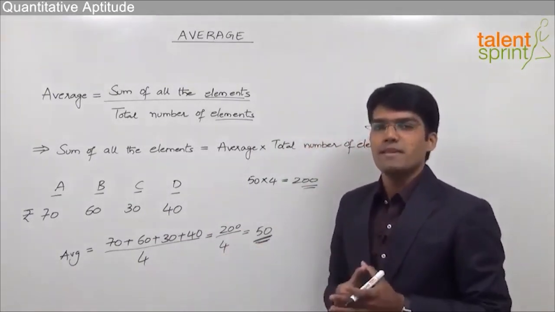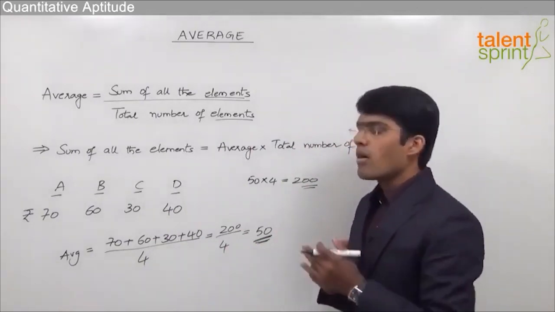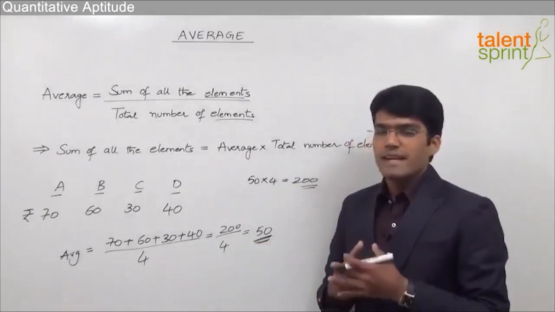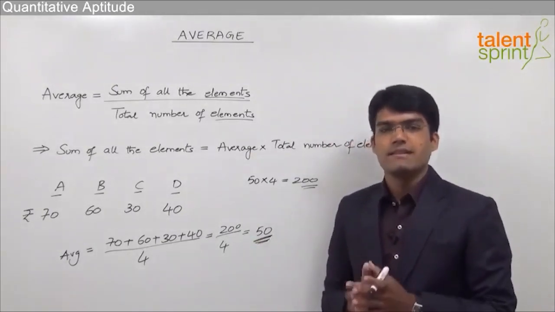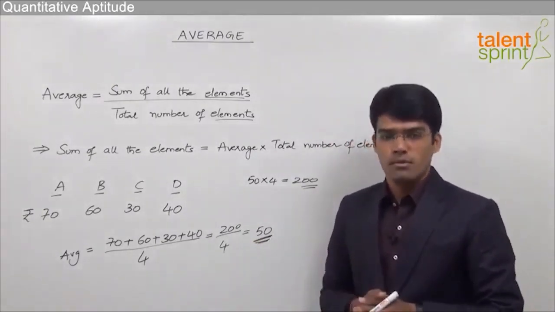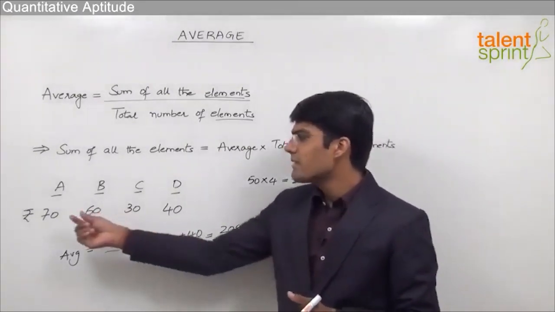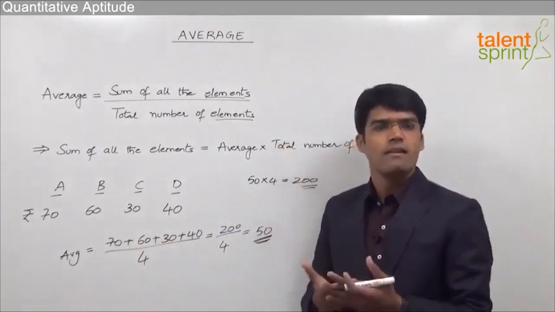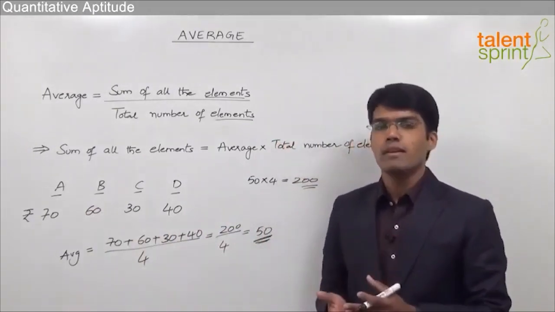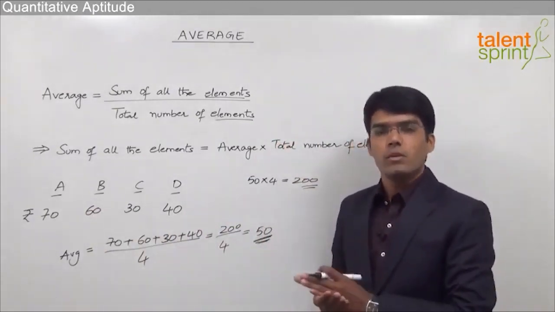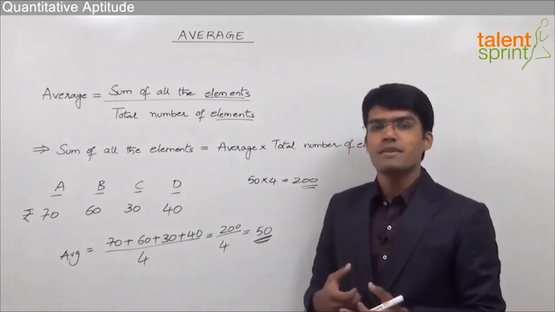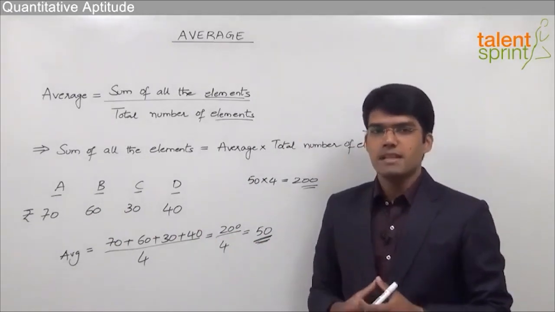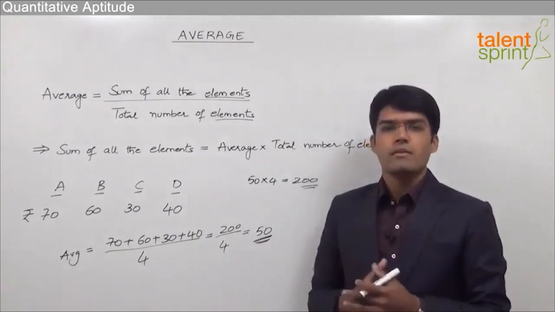Now this 200 rupees, when it is divided equally among all the 4 persons, each person will get 50 rupees. So that is the idea behind calculating average. It is an equal distribution of the total amount. Similarly, let us assume these are the weights of the 4 persons. So the total weight of all the 4 persons together will be 200 kgs. And this 200 kgs of weight, when divided equally among all the 4 persons, each person will be sharing a weight of 50 kgs. So remember that average is nothing but an equal distribution of all the given elements.